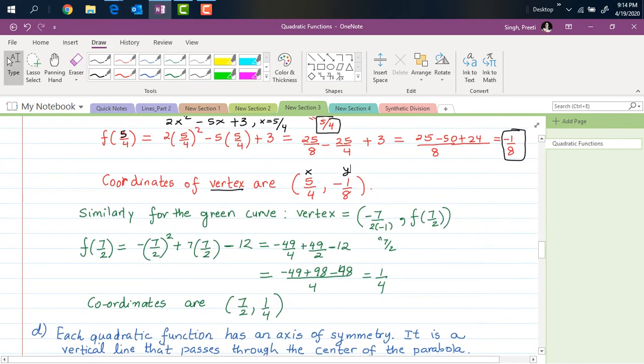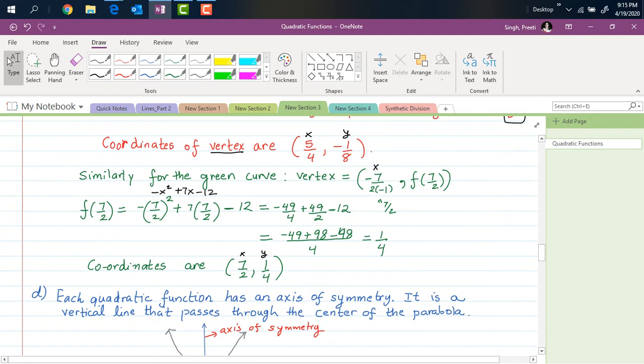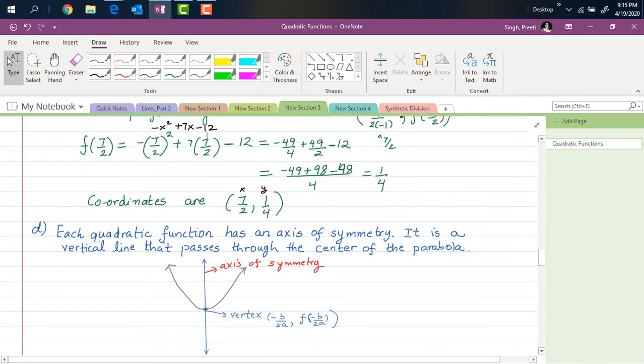Similarly, for the green curve, you can figure it out yourself. The coordinates of the vertex are (7/2, 1/4). The x coordinate comes out to be 7/2, and then you plug 7/2 into the equation, minus x squared plus 7x minus 12, and you get 1/4. So the y coordinate is 1/4. So we have the coordinates of the vertex for both.